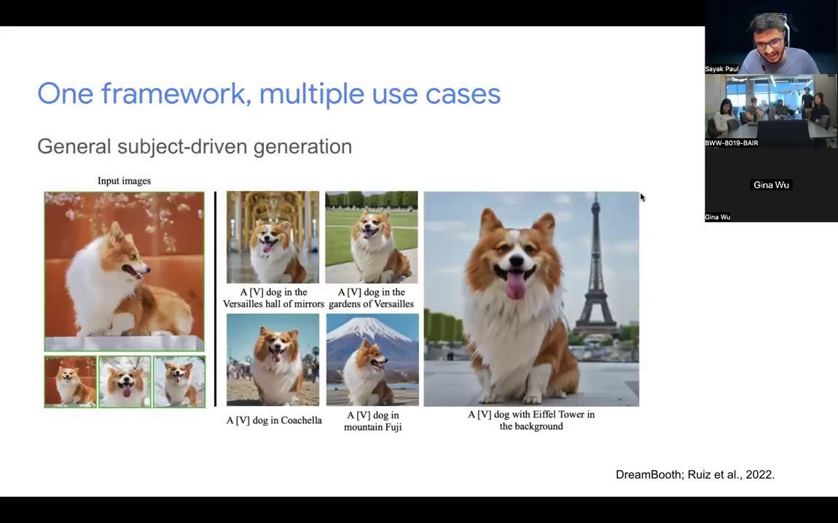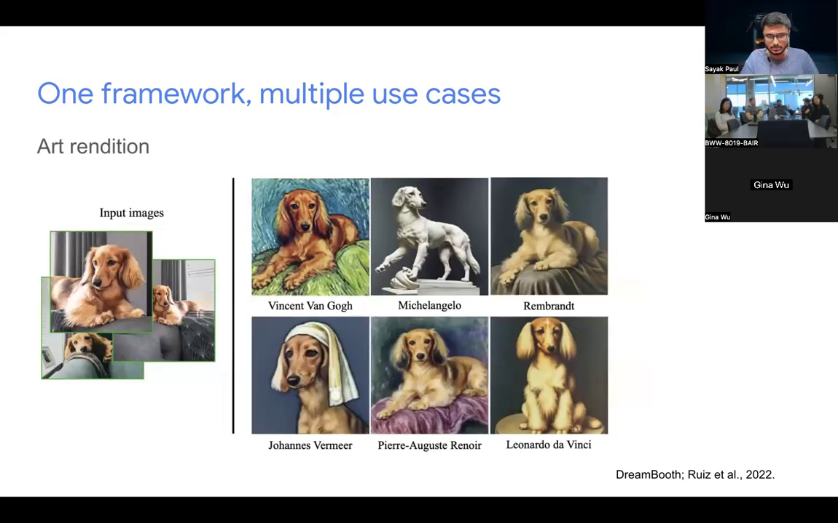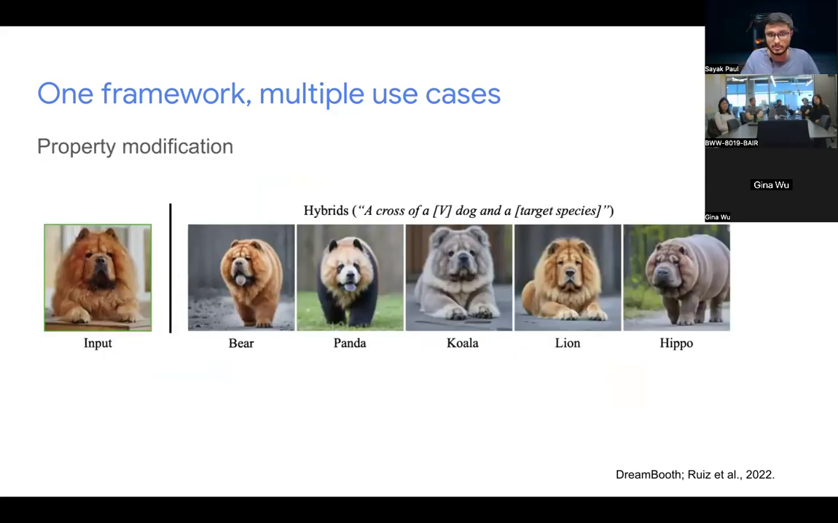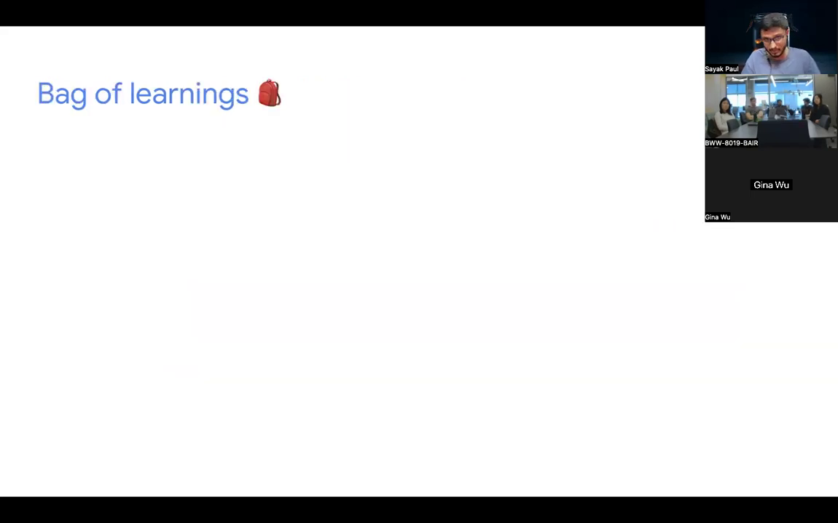But let's first demonstrate and showcase a couple of interesting results here. We wanted to do subject driven rendition. We are able to generate this cute dog in front of interesting things. That's one. But it also caters to multiple use cases. For example, art rendition. If my training images were like this, I'm able to generate that same cute dog in interesting renditions of art. For example, Leonardo da Vinci, or even Michelangelo, which is pretty intriguing. And then I can also modify the properties, like I could give this dog an appearance of a bear or a panda or a koala, which I think is pretty cool.